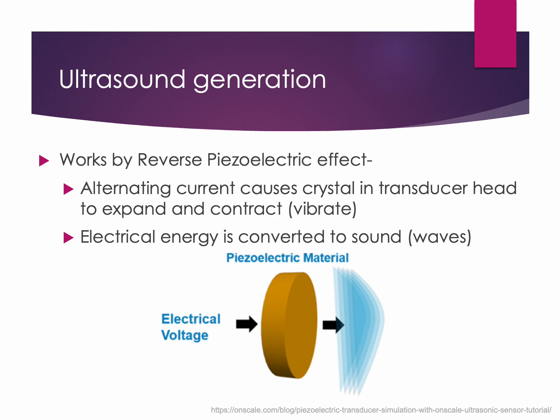Ultrasound is generated through something called the reverse piezoelectric effect. When alternating electrical current is applied to a crystal in the transducer, it causes the crystal to expand and contract rapidly. This vibration produces sound waves that can penetrate the body, effectively converting electrical energy into mechanical energy.